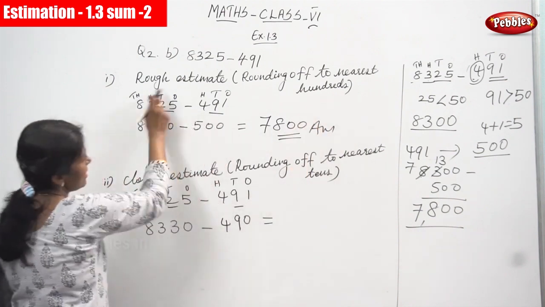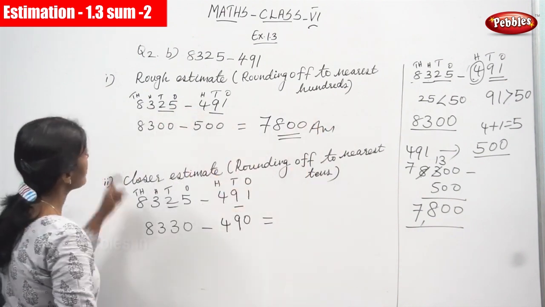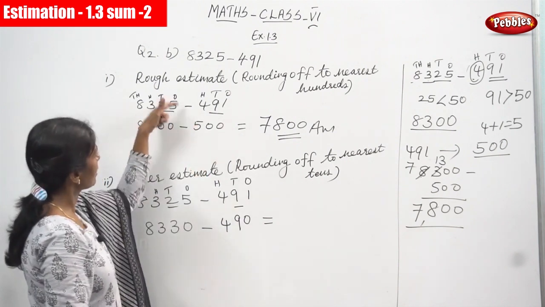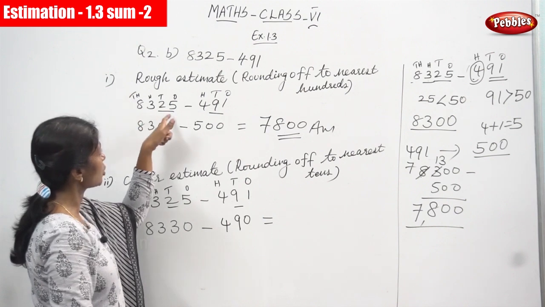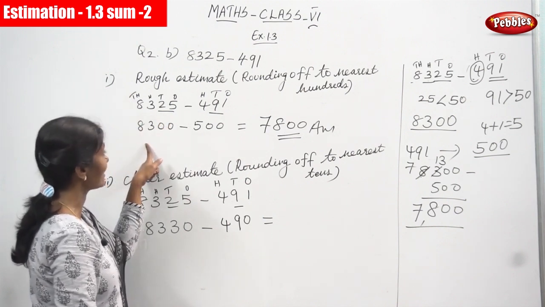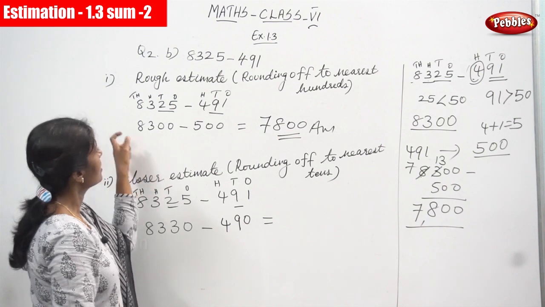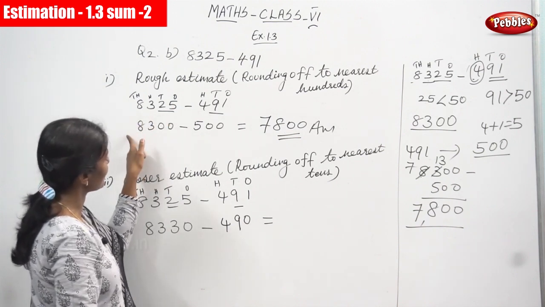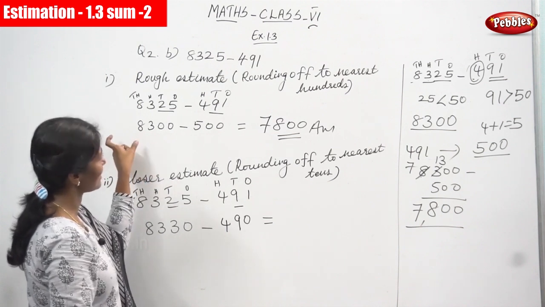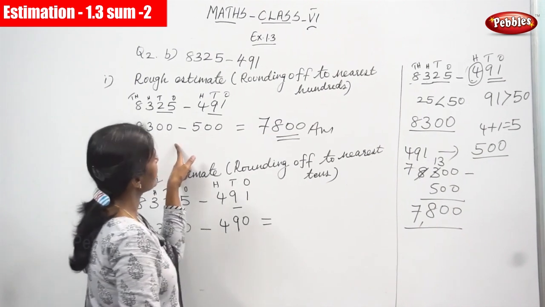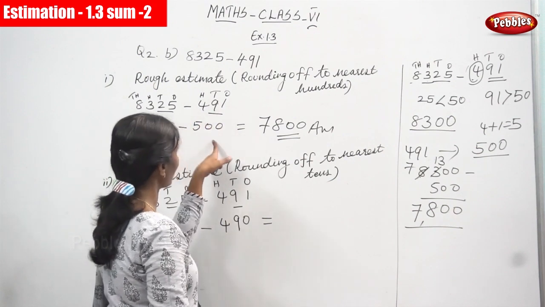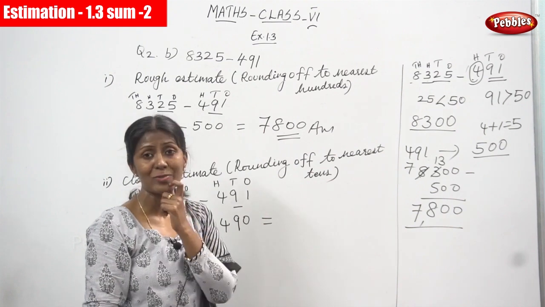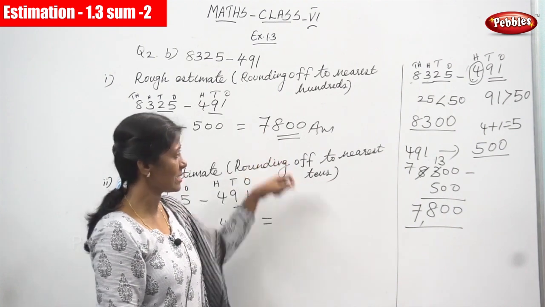That is the rough estimate rounding off to the nearest 100. The question is 8,325 minus 491. 8,325 becomes 8,300. This is the rounding off estimation. Minus 491, which becomes 500. This is also a rough estimate. If you subtract them together, you get the answer 8,700. Sorry, 8,800.